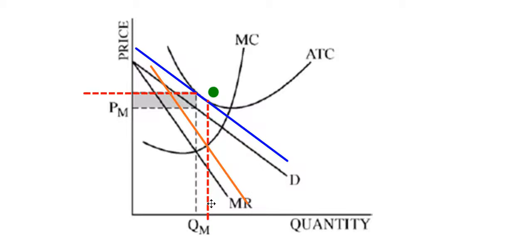somewhere in here, where price equals average total cost, which is going to give us zero economic profit. And that's what will happen. Once again, the number of firms in this market will increase and profit will drop to zero.